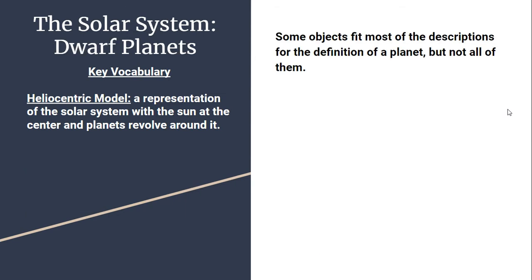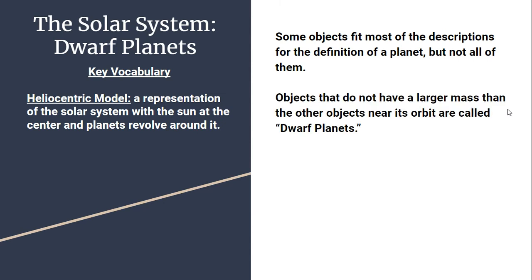There are some objects, though, that fit a lot of the definitions of a planet, but not all of them. And we call these objects, especially those ones that have a larger or a smaller mass than the other objects near or crossing its orbit, dwarf planets.